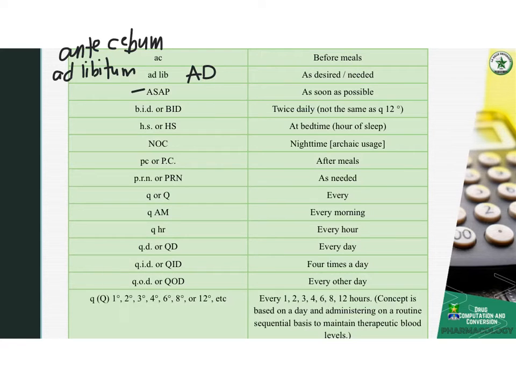We have the BID. BID means twice daily, or twice in one day. BID stands for bis in die, twice a day. Your HS is hora somni. In medical English, that is at bedtime or hours of sleep.